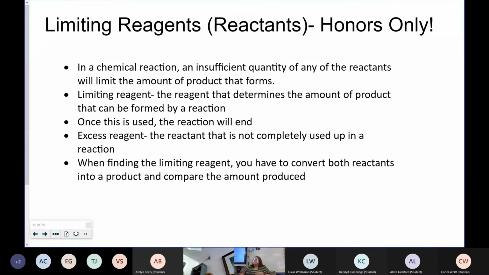Here we go. So limiting reagents is one of those honors topics that we deal with. It's not really anything truly new calculation-wise. It's going to be using the same calculations we've used before, but looking at problems slightly differently. So we're going to get through the notes today. We'll do at least one example of each. If you guys feel like we need a second one, we'll do a second example.